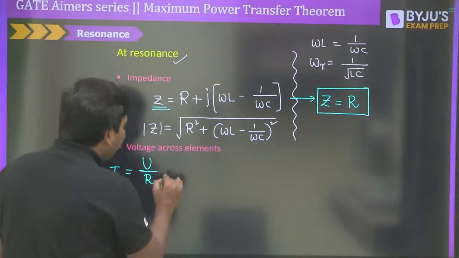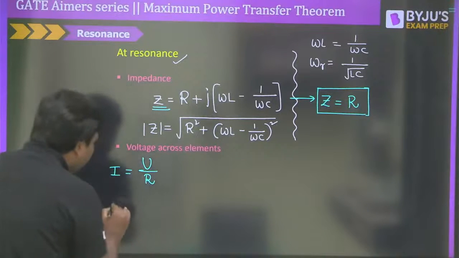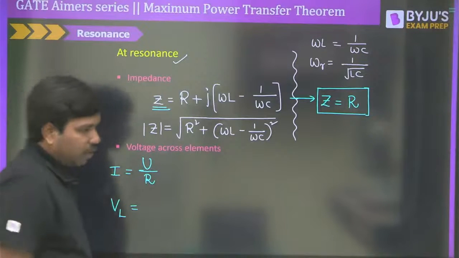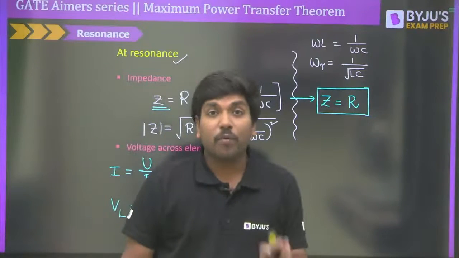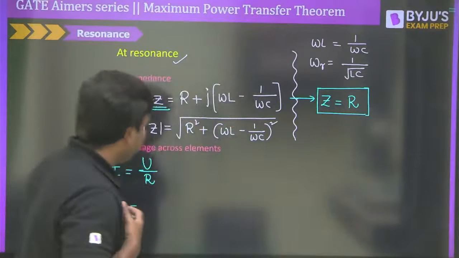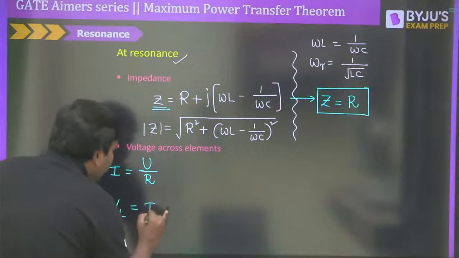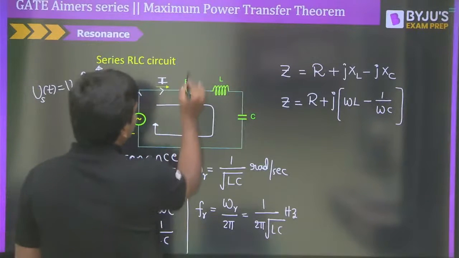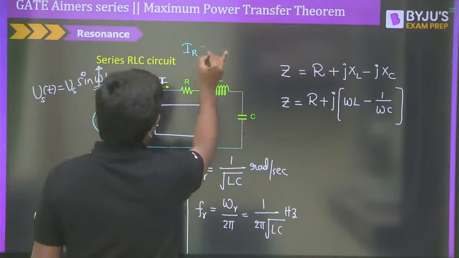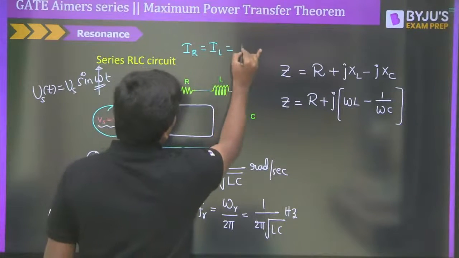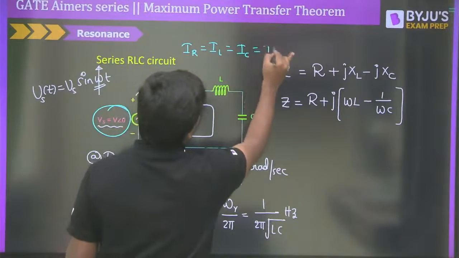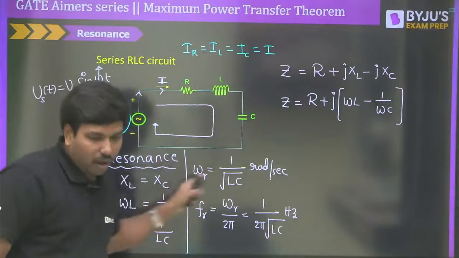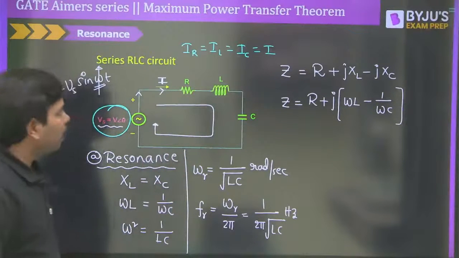But what is the value of the voltage across the inductor now? Voltage across the inductor. Any one of you, can you tell me? Look at this and tell me what you mean by voltage across the inductor. I can simply say that the voltage across the inductor is equal to the same current. The current through the resistor, the current through the inductor and the current through the capacitor will all be equal to current I. Am I right? All these are equal to current I. Why? All are connected in series.